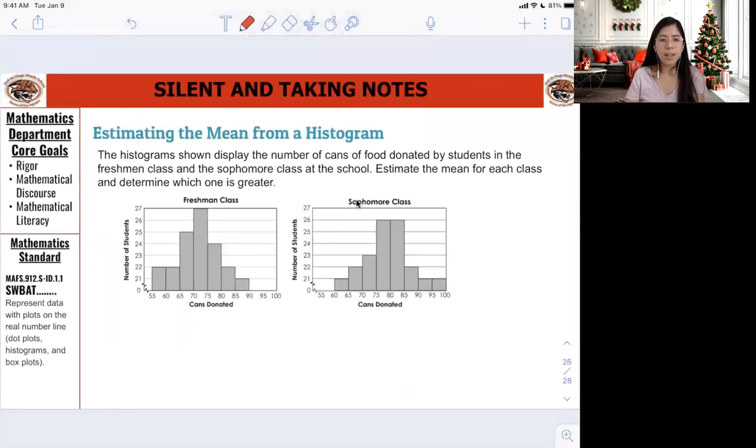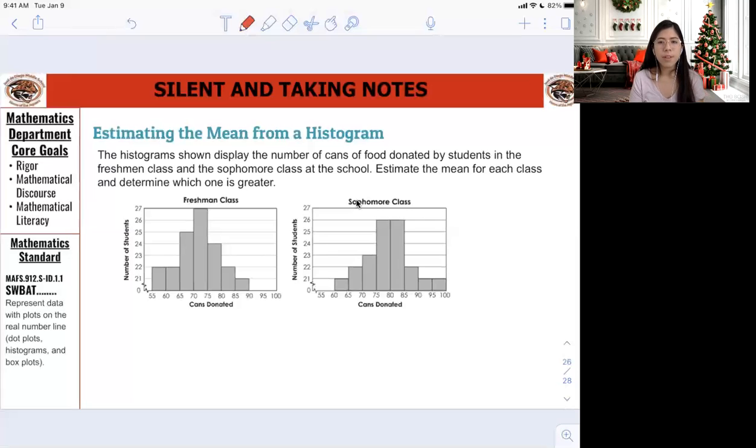Okay, now we can analyze some of them. The histograms shown display the number of cans of food donated by students in the freshman class and the sophomore class at the school. Estimate the mean for each class and determine which one is greater.